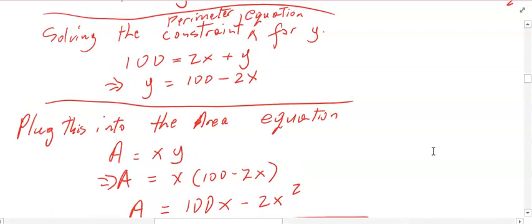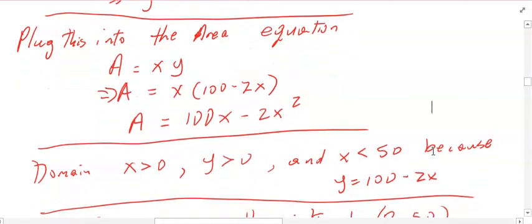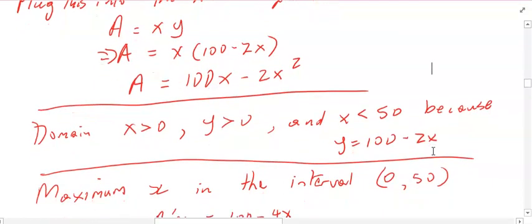We want to find out what is our possible domain. We know that we want our x and y to be positive, so x greater than 0, y greater than 0. And because x and y, the 2x plus y will be equal to 100, then x can be at most 50 if there is no y. So then our constraint is that our x must be between 0 and 50.